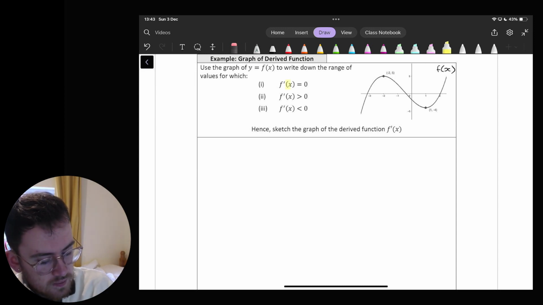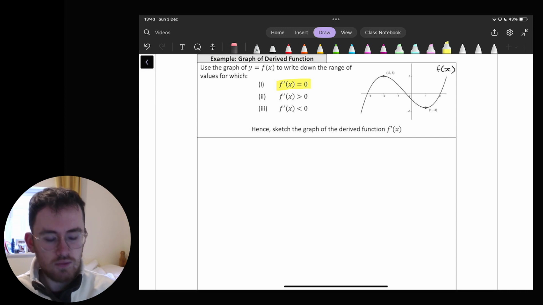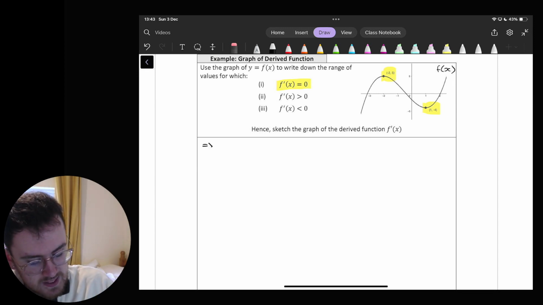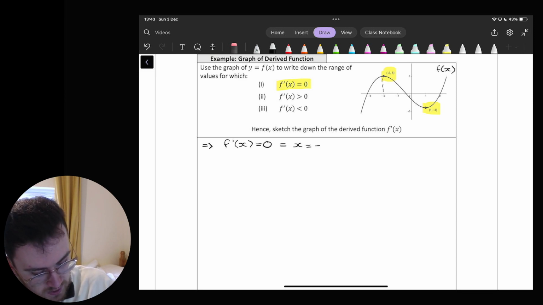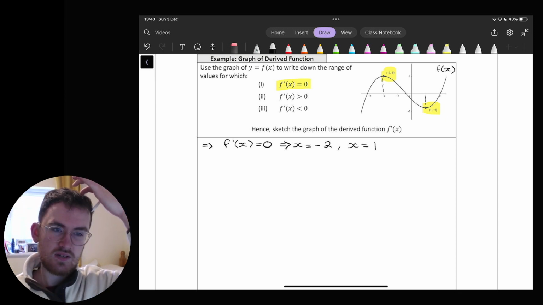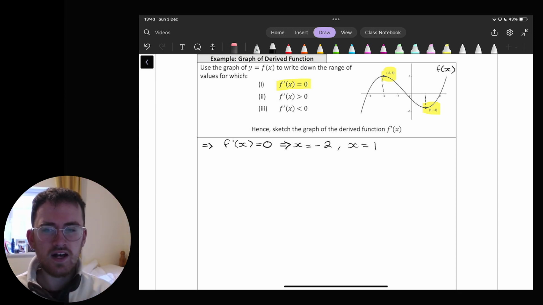So I should know that when my derivative is equal to 0, that's at a turning point of the function. That's going to be for this value here, and also for this value down here. So what that means is that f dash x is equal to 0 at what x values? Well, it's equal to 0 at x equals minus 2 and x equals 1. Those are the values where my derived function has its roots, okay? So those are the two values there.